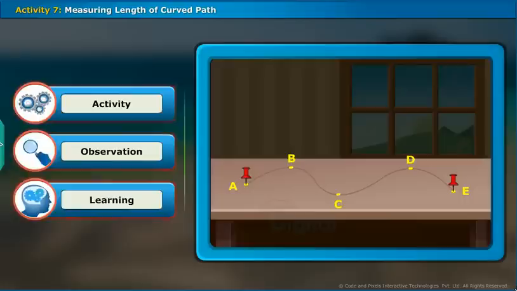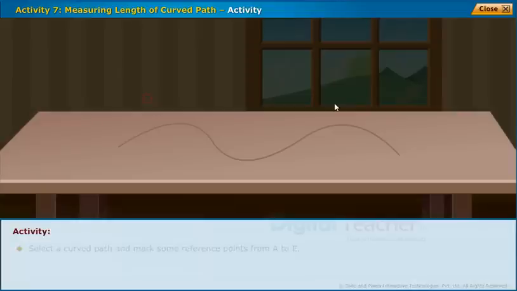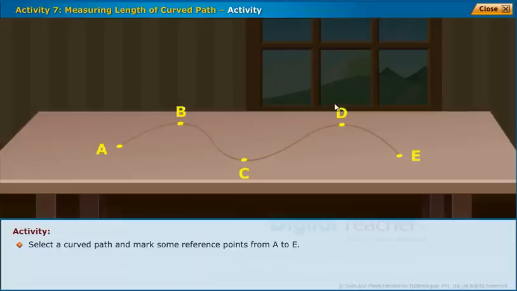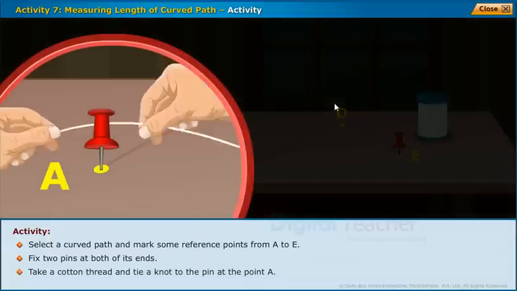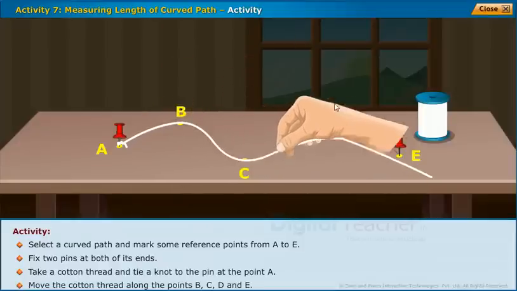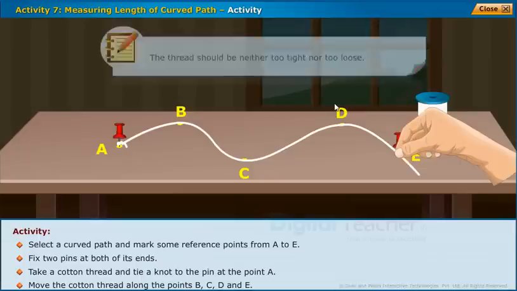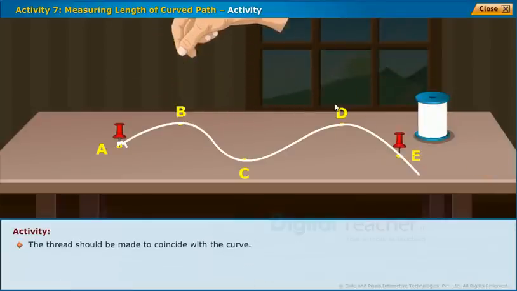Now, let us perform an activity to measure the length of a curved path. Select a curved path and mark some reference points from A to E. Fix 2 pins at both of its ends. Take a cotton thread and tie a knot to the pin at the point A. Move the cotton thread along the points B, C, D and E. Note: the thread should be neither too tight nor too loose. The thread should be made to coincide with the curve.